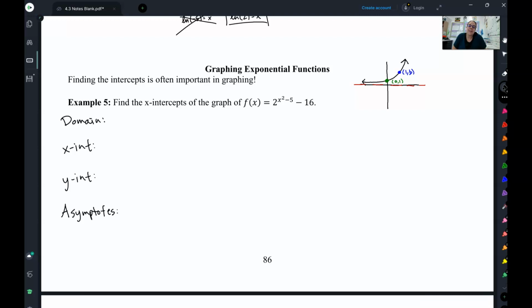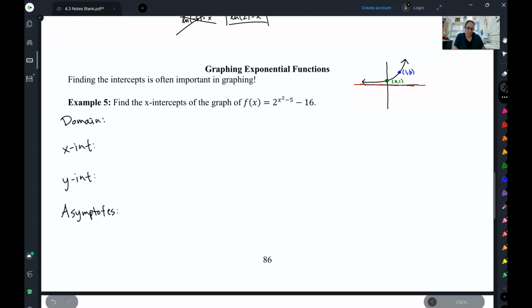Now, in the next lesson, in 4.4, we're going to be talking about graphing more complicated logarithmic equations. Today we're graphing more complicated exponential equations. Now, because the logarithmic graph and the exponential graph do look very different, they are going to have slightly different rules. So for today's lesson, let's just focus on the graphing exponential rules.